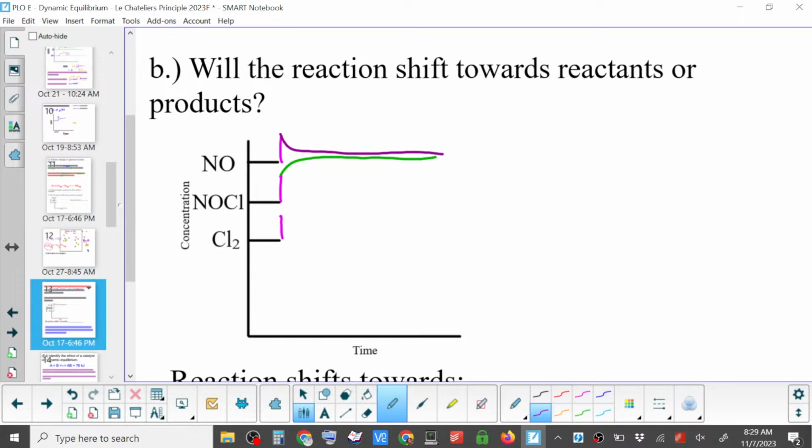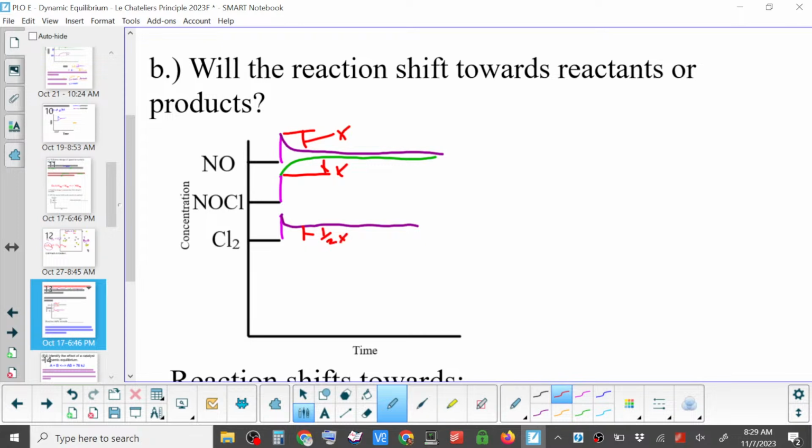And then what is Cl2 going to do? Go down. Down by half. So I think that's about half. So if this amount is X, then this amount is 1/2 X.